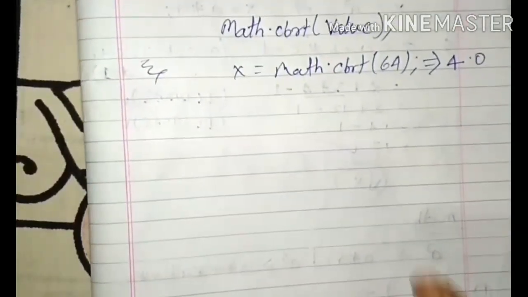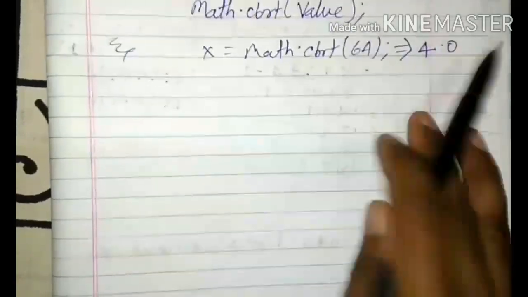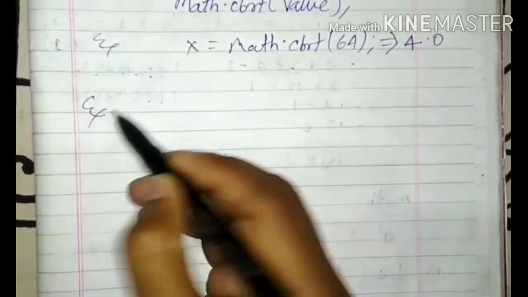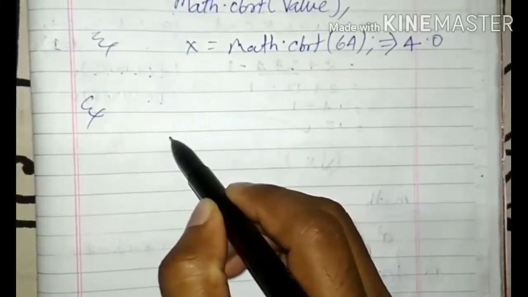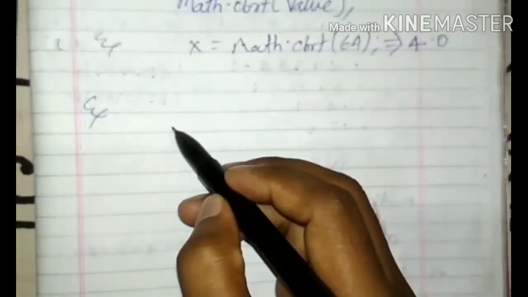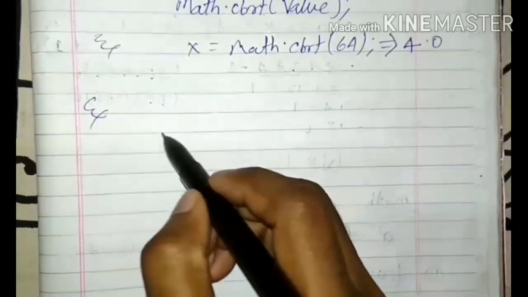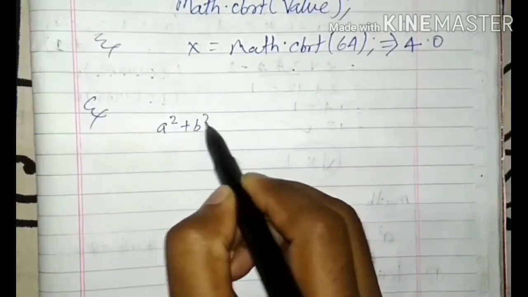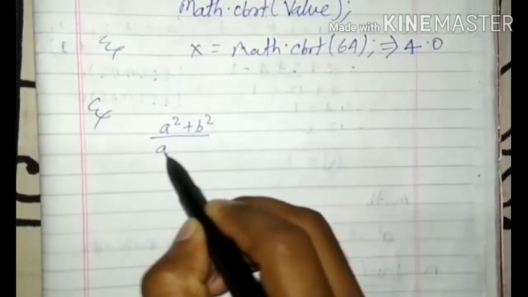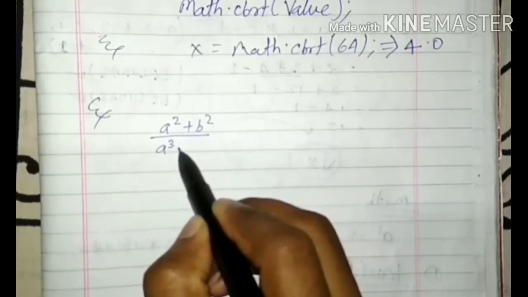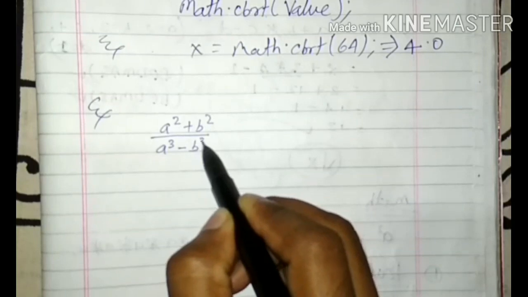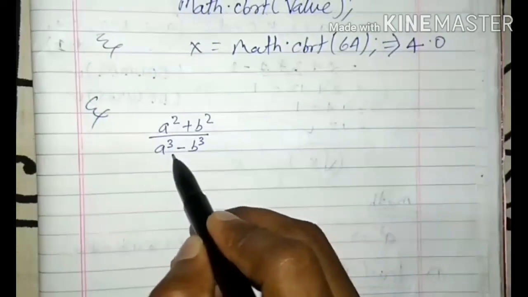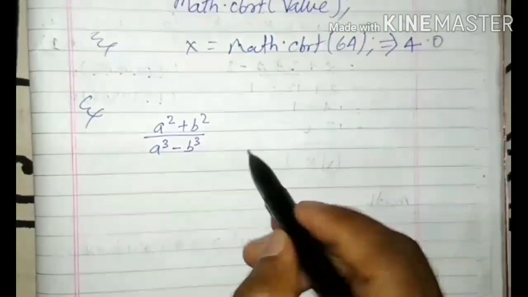The point: how can we use these three methods in our expression? For example, suppose there is a very famous expression that I want to convert. I am writing here a square plus b square divided by a cube minus b cube. This is a mathematical expression and we want to convert this expression into Java. Okay, how can we convert this?